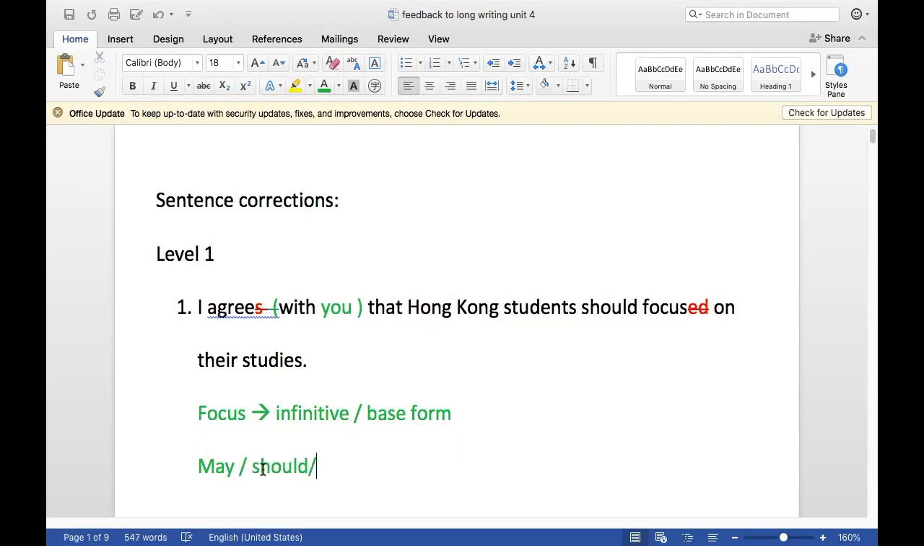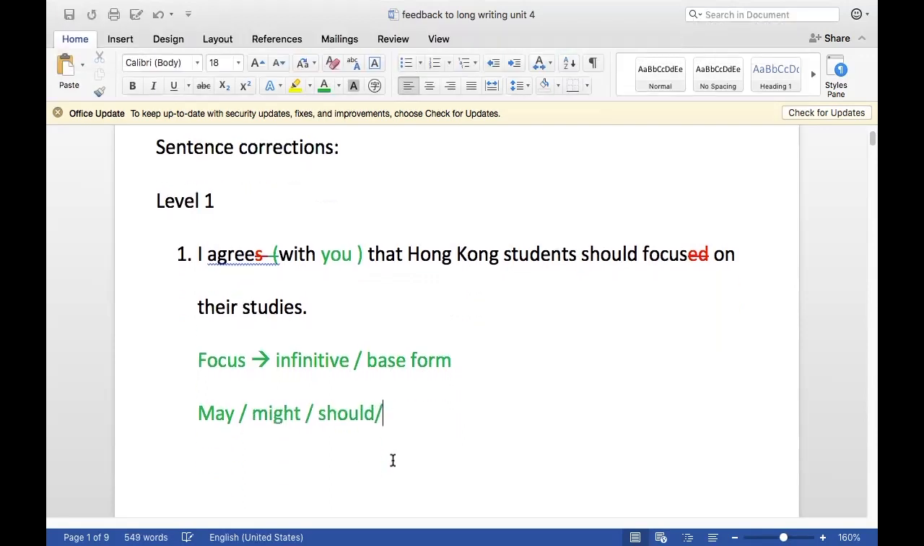Should, may, might, will, would, can, could, you use with an infinitive, a bare infinitive. No ED, no ING, no S in the verb. Just say should focus, could focus, can focus, may focus, might focus, should focus. All right?